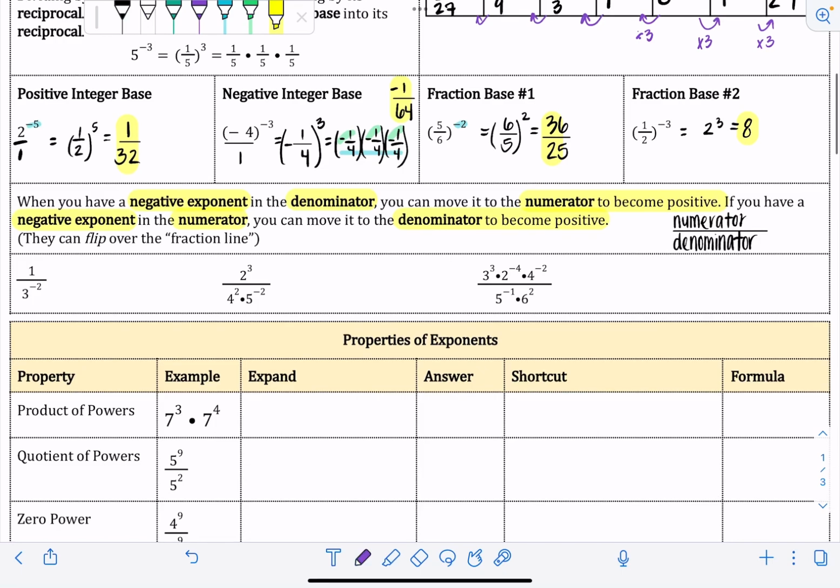So the first problem, we have a negative exponent. We have this 3 to the negative second power down here, and I need to make it positive. Since it's in the denominator, it's just going to move to the numerator, to the top of the fraction.